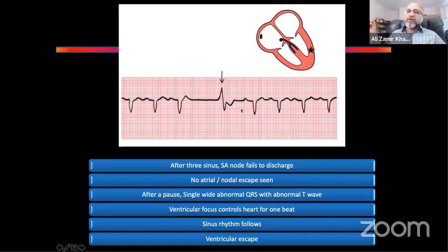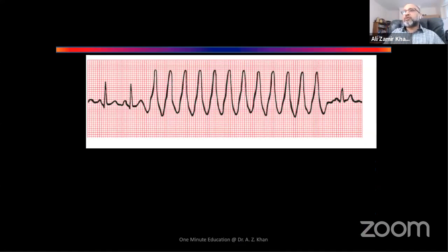So when you get an extra ventricular beat not preceded by a P wave, that is called a ventricular escape. When you get an abnormal P not followed by a QRS, that's called an atrial escape. So atrial escape and ventricular escape, that's what you have to see.